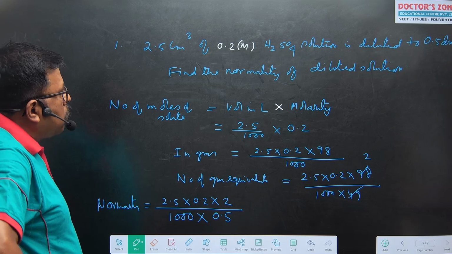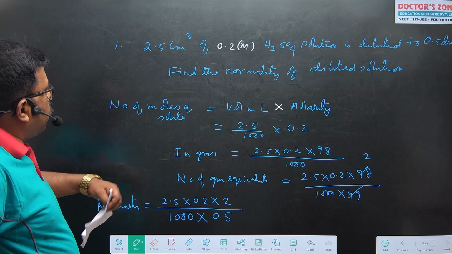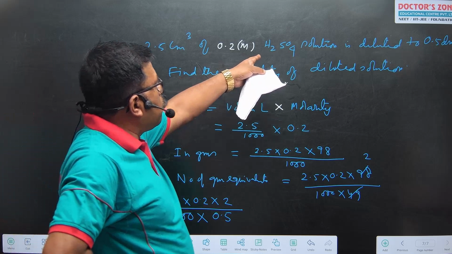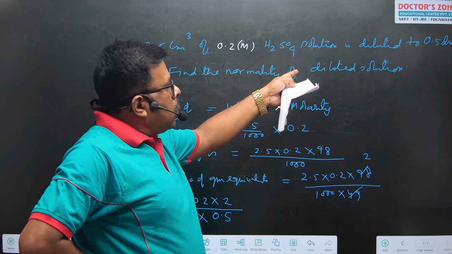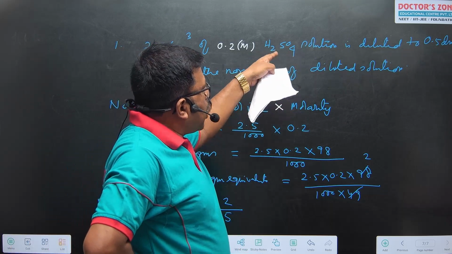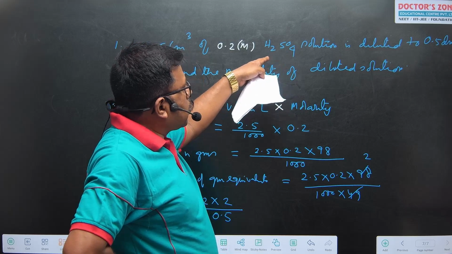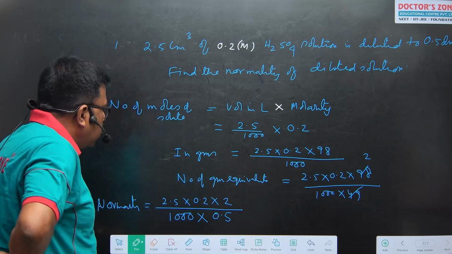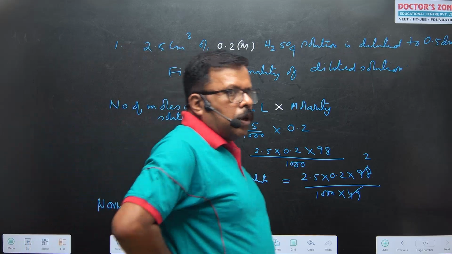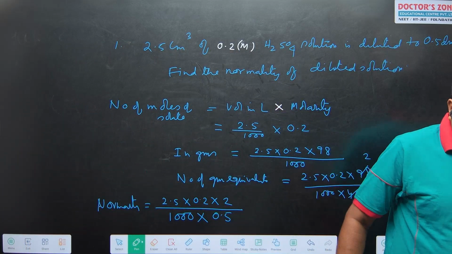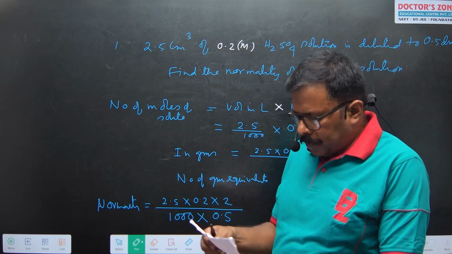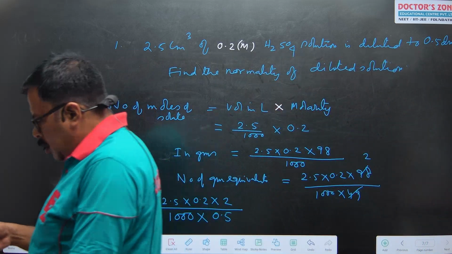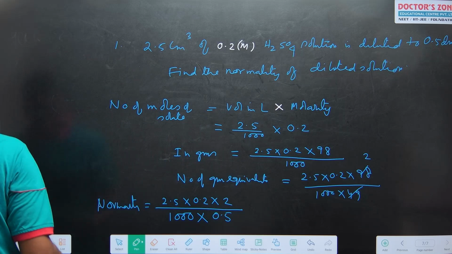This can be done much shorter also. So, what we have done is we have found the number of moles of sulfuric acid. We have found the mass of sulfuric acid in grams. Then we have found the number of gram equivalents of sulfuric acid, and then we get the normality. I hope it is understood. Suppose next question.